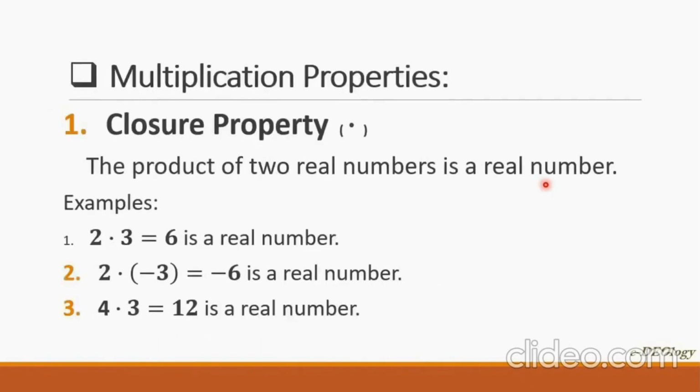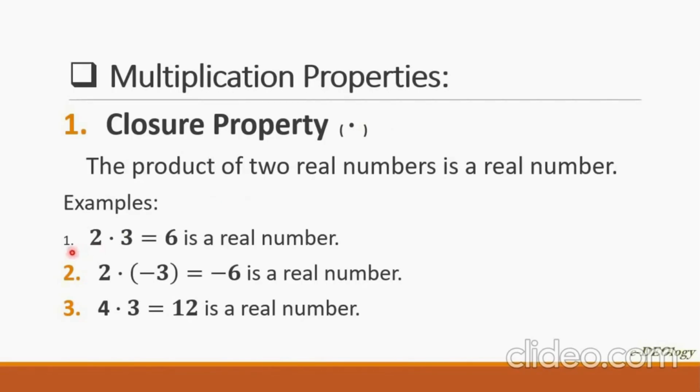Let's go now to multiplication properties, and this is denoted by a dot. The first one is closure property. The closure property says the product of two real numbers is a real number. It means if we are going to multiply two real numbers, the answer can be found also inside that group, the group of real numbers.